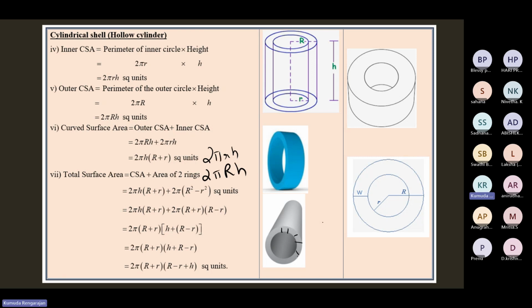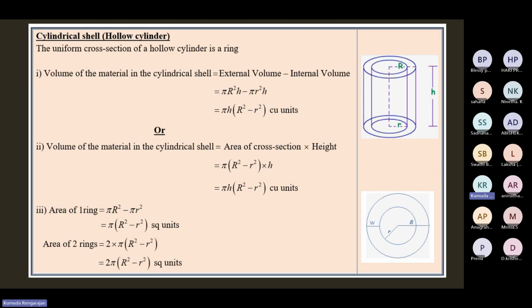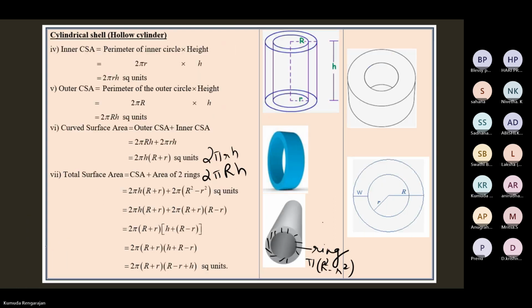Now, there's a surface here, this one, which is called a ring. To find the area of this ring, the formula is pi R square minus r square, not h. Pi R square minus r square, that's all. If you put h, it will become the volume of a hollow cylinder. Pi h into capital R square minus small r square is the formula to find the volume. Area of this ring is pi R square minus r square.